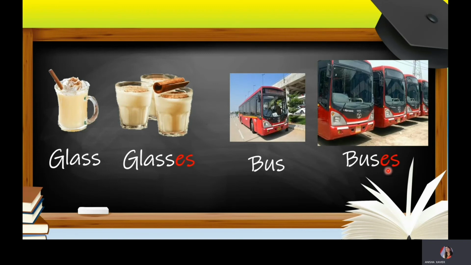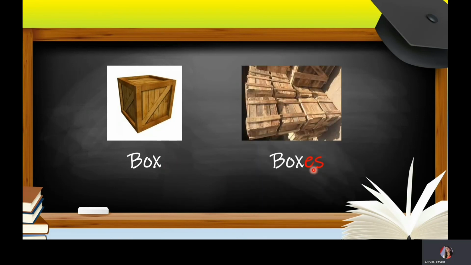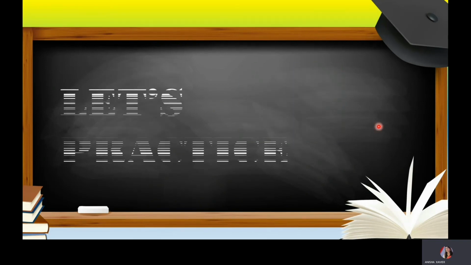I hope now these examples are clear to you. Let's move on to box. Okay, now tell me, this is the last example. What will you add? Will you add s over here or es? Yes, you will add es. So now I have discussed ample examples with you. Now let's practice.